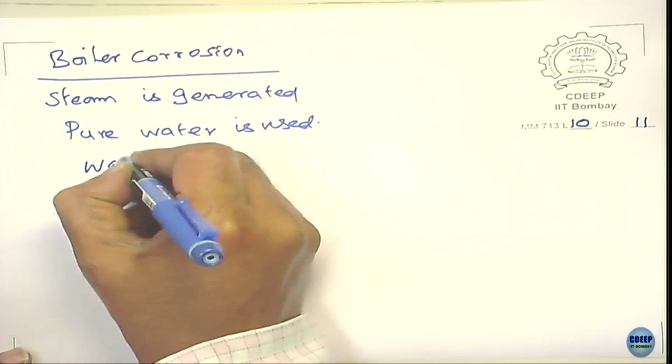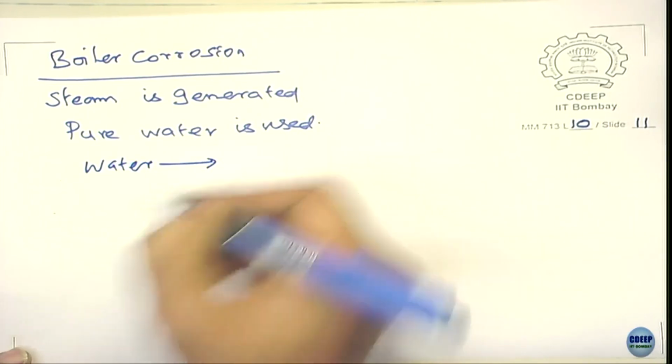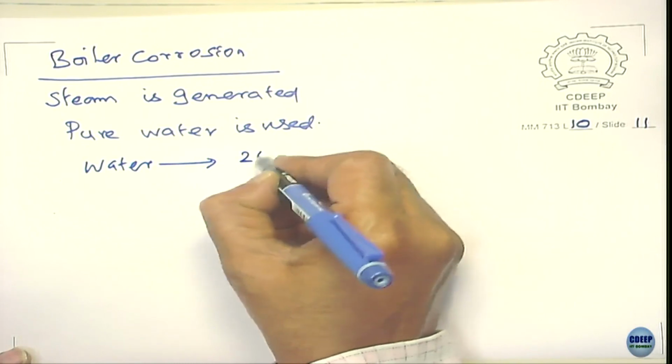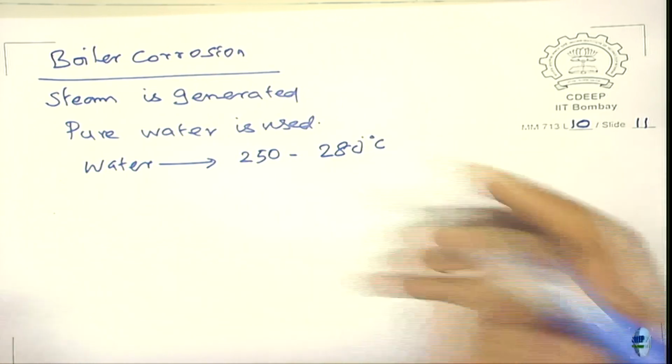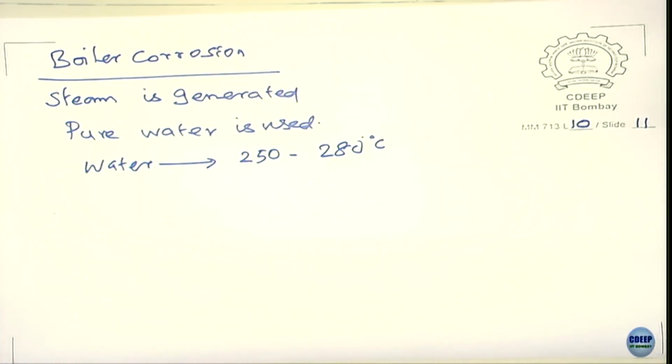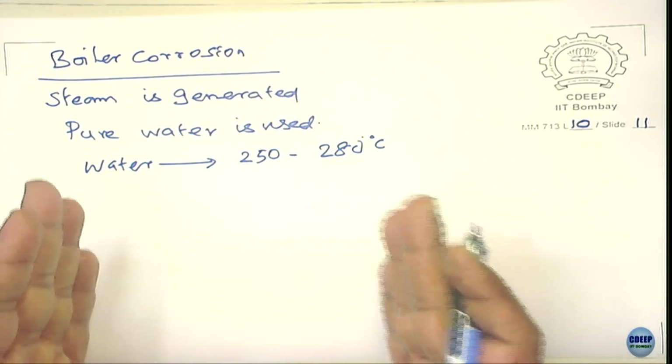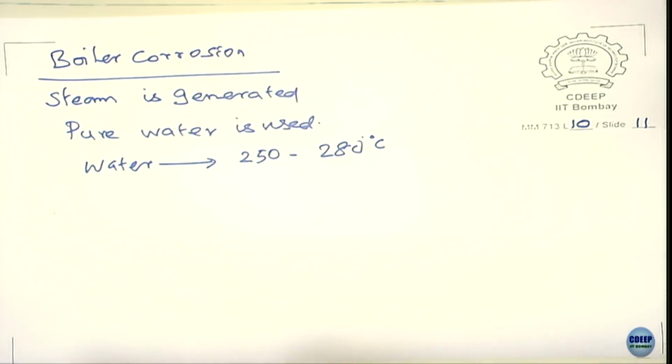So, water is heated in the temperature range of, let us say, 250 to 280, something like that. The heat may be increased further to improve the efficiency of the turbine, but that is not the point. The water is heated to 250 to 280 degrees Celsius, depending upon the pressure of the boilers. What material do you think you use? Anybody? Material of construction? Stainless steel? You think? Nickel based alloys?